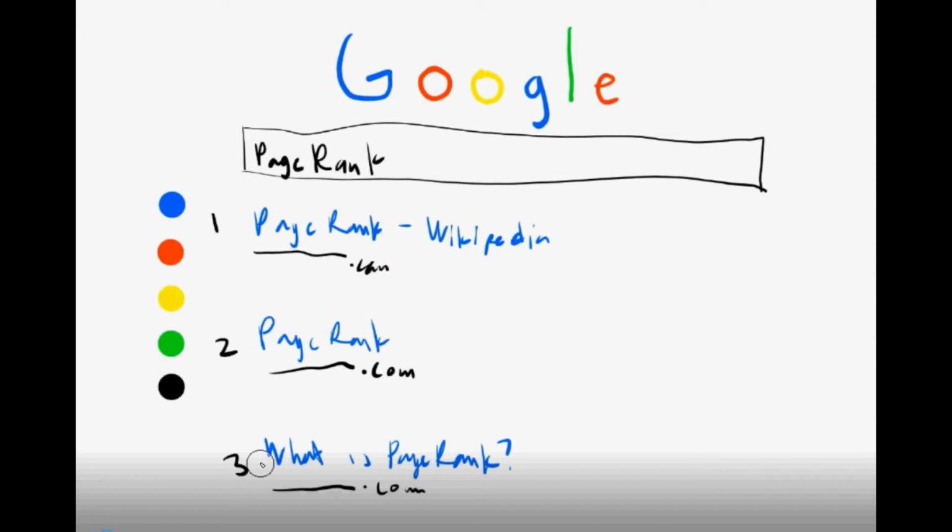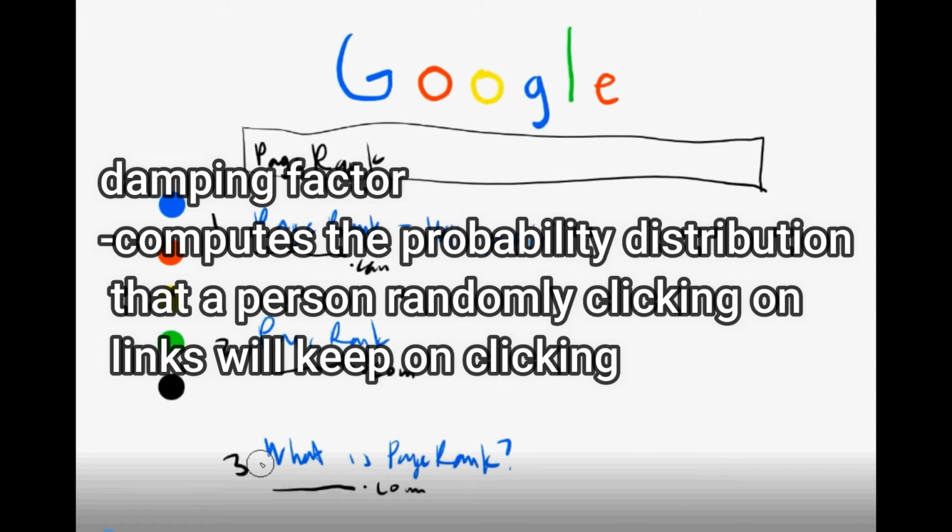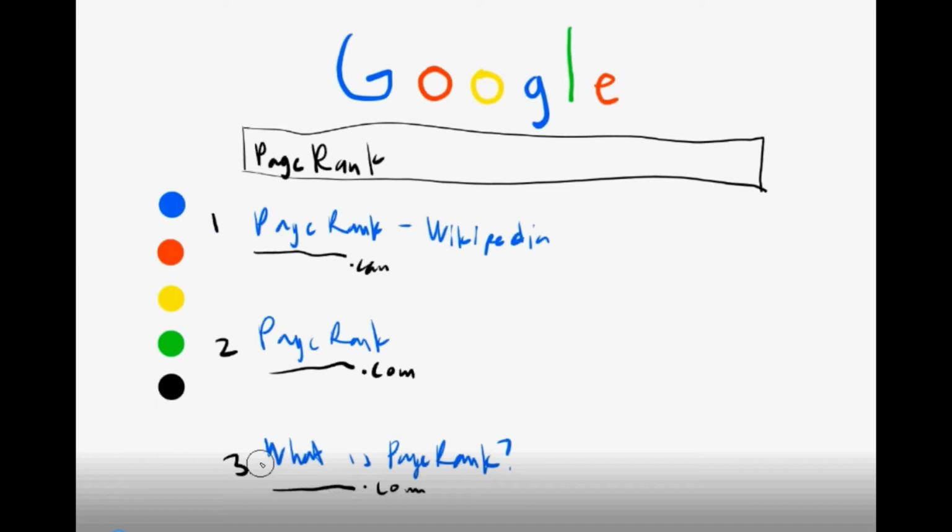The algorithm includes the damping factor D that computes the probability distribution that a person randomly clicking on links will keep on clicking. But I'm not going to delve into that. I'll just show how the algorithm determines the website's importance without considering the damping factor, and how graphs can be used to illustrate this.